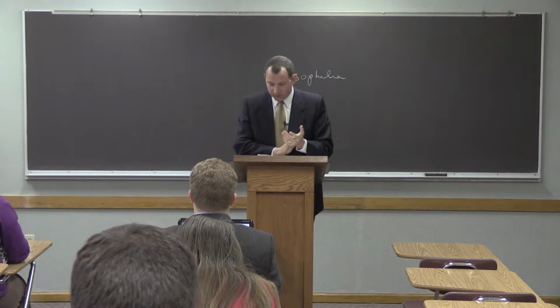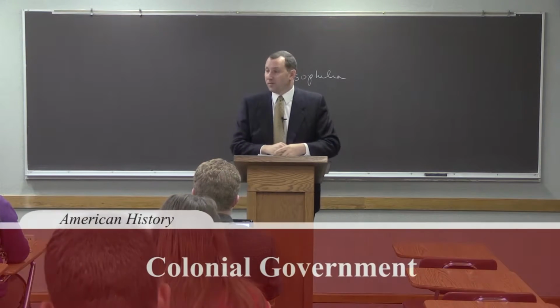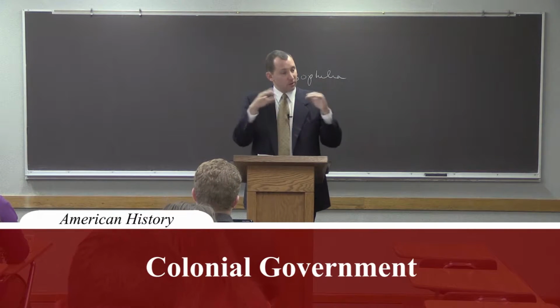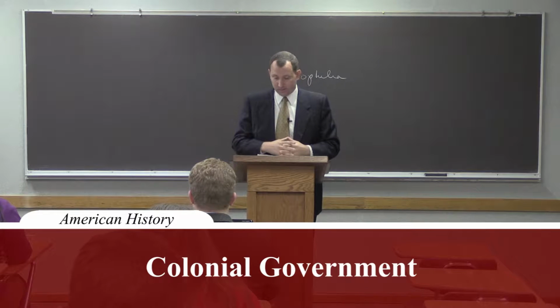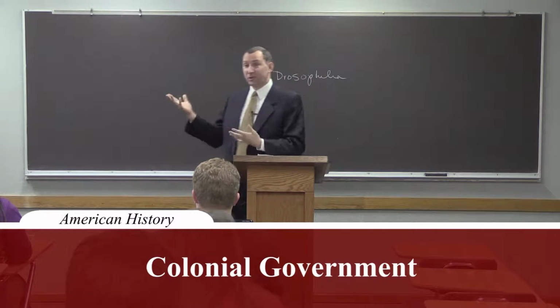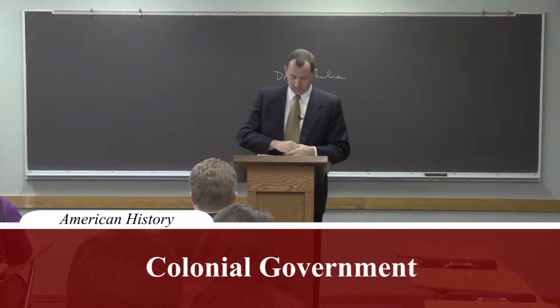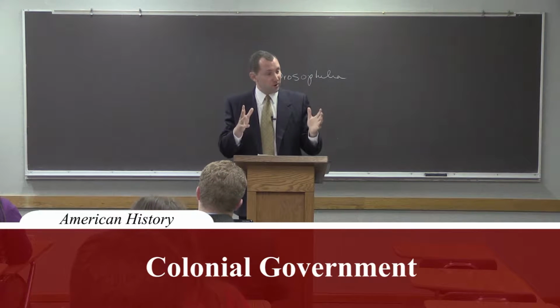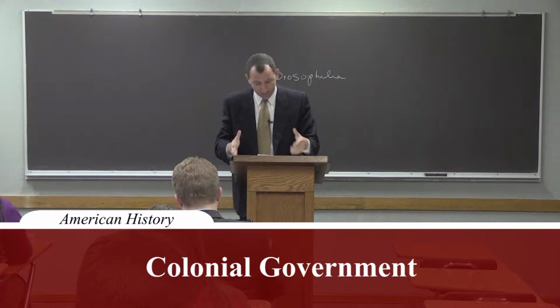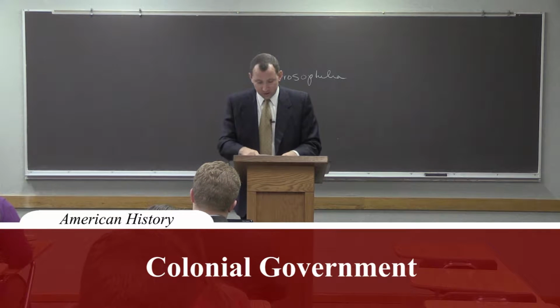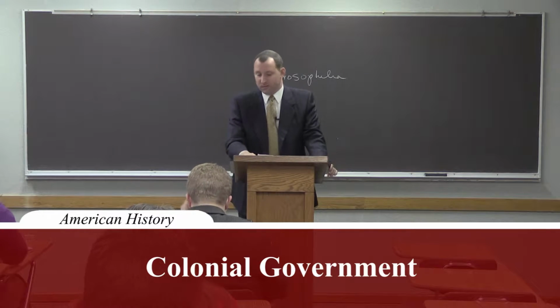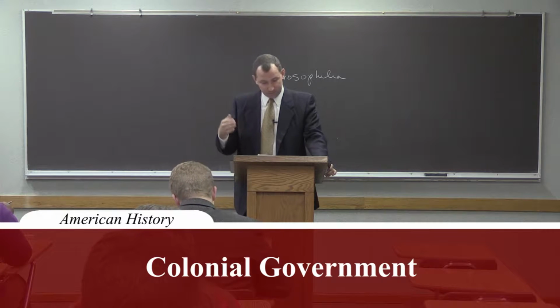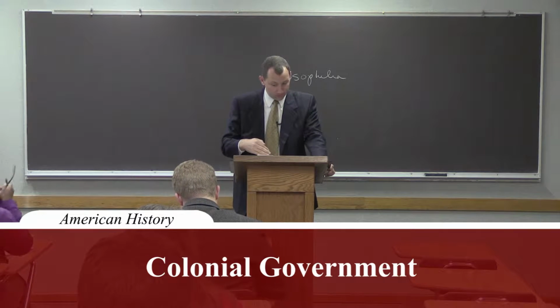All right, then we started into last time the colonial government, just really an overview of the government structure in the colonies. There's 13 of them. We're not going to bore ourselves by looking at all 13, but we'll do some generalities of the types of things that were happening there. The first thing we saw was the different types of colonies: royal, proprietary, self-governing.